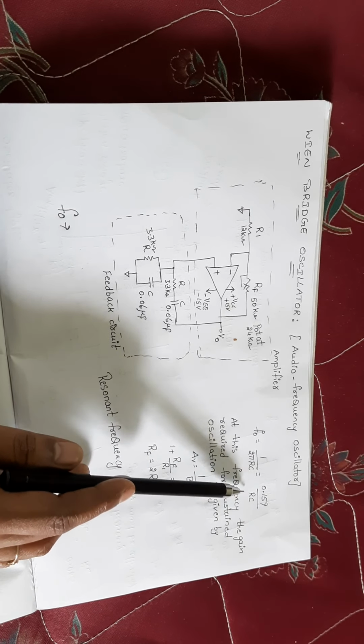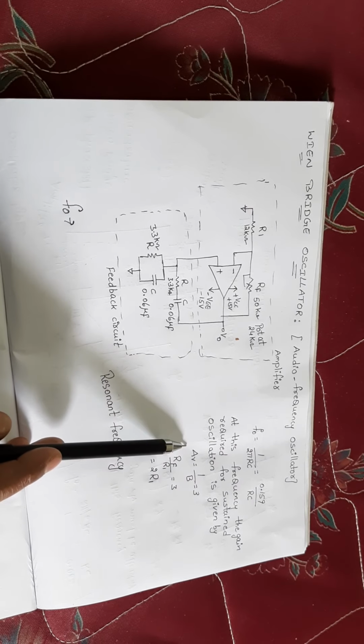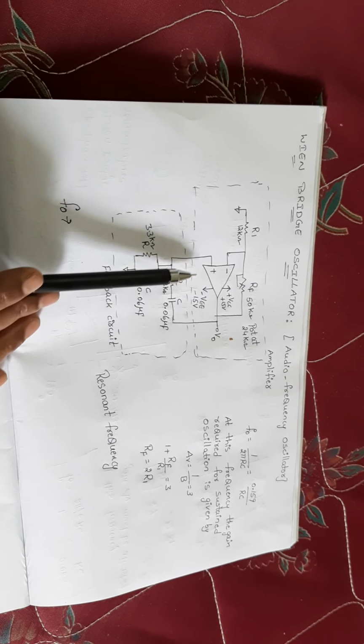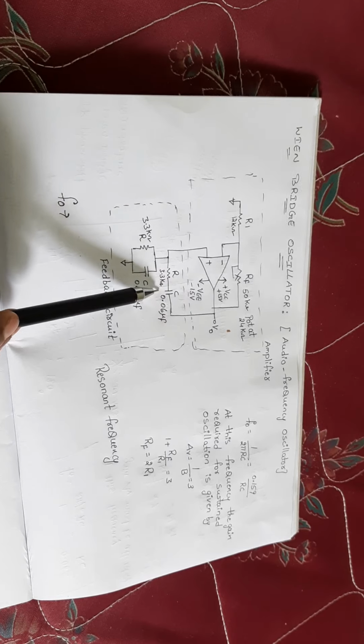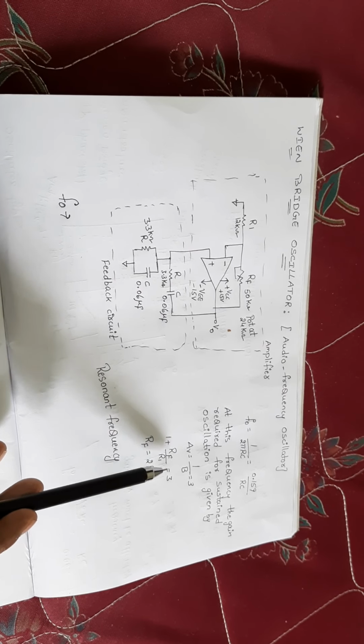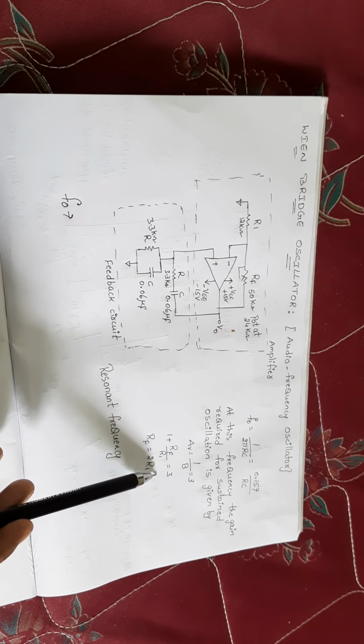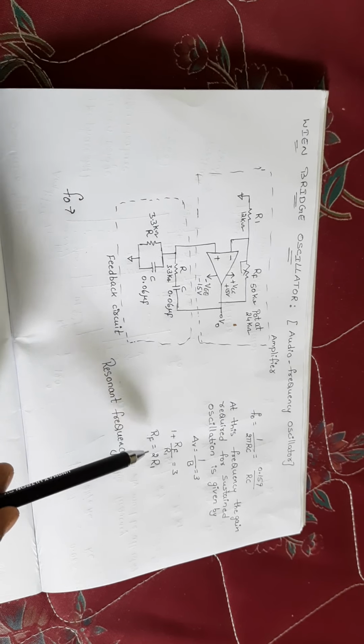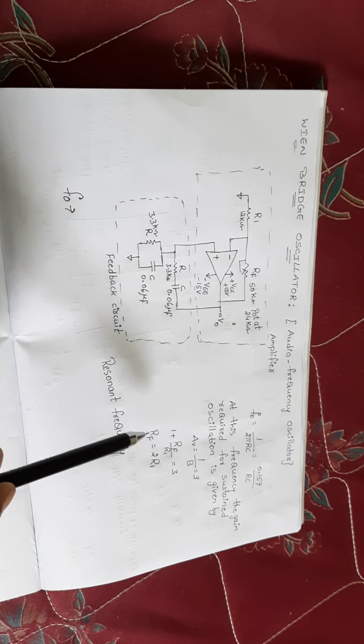0.159 by RC, and the gain required is given by 1 by B is equal to 3, and as we are considering it here as a non-inverting amplifier, the formula is 1 plus RF by R1 is equal to 3. So RF is equal to 2R1. This is for the Wien-Bridge oscillator.